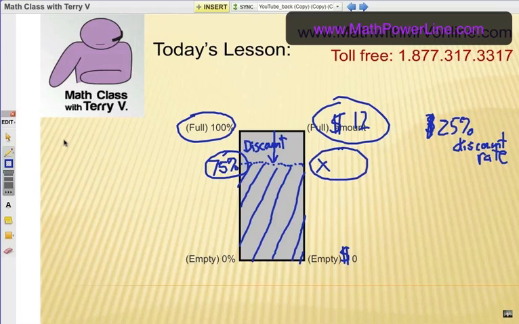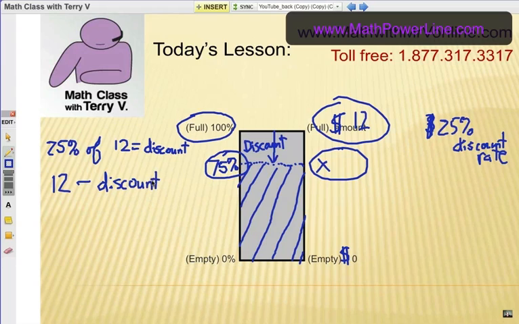Now, there's two ways to do it. You can find 25% of $12, and that'll give you your discount. And then you can take the original price, $12, and subtract the discount. So this is a two-step process: find the discount amount and then subtract. Now, the quickest way to do it is to do it as a proportion.